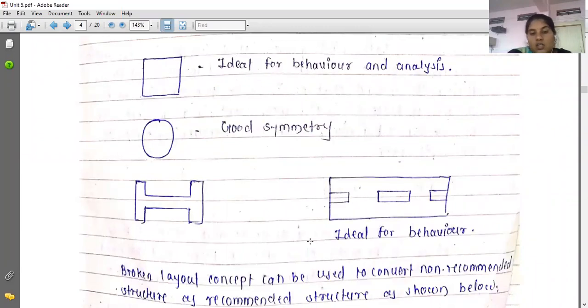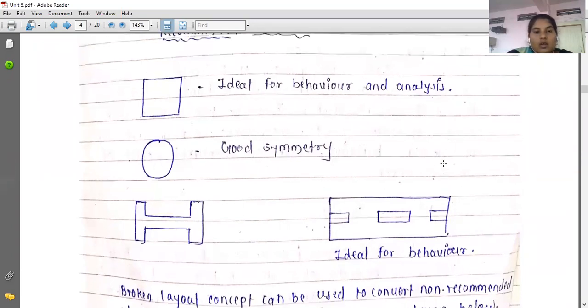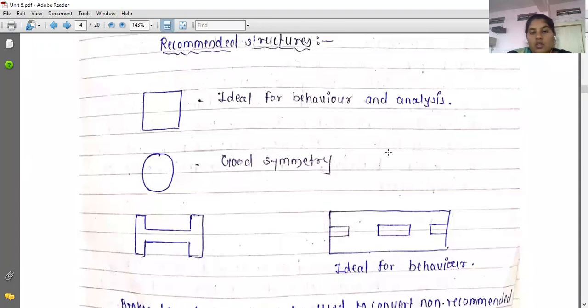You can see that H section was also in the not recommended structures. So that H section we will split, making it ideal for behavior during the earthquake. If such types of sections and plans are produced, then that building will act as an earthquake resistant building. So I request all of you to please draw all these figures for the recommended structures. Write down recommended structures, and below this draw these three diagrams.